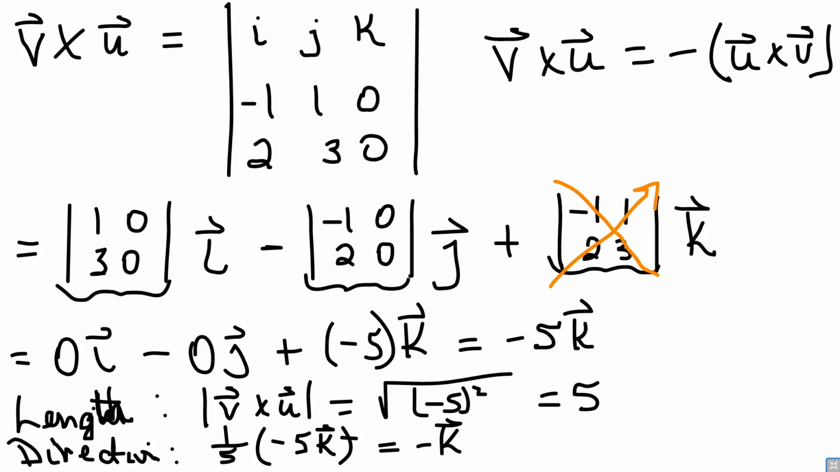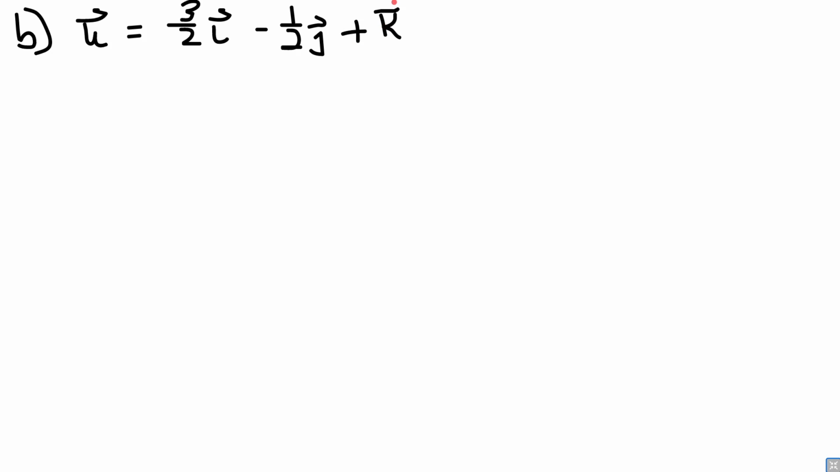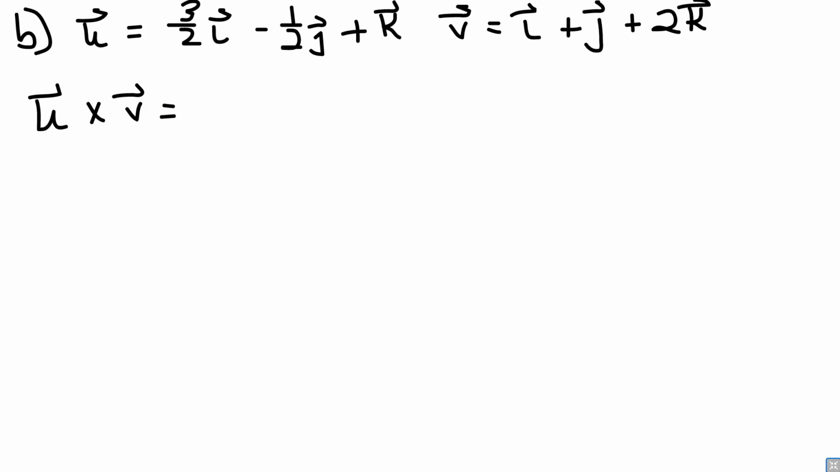Okay, so next. This is part B. So this time we're going to look at new vectors. Vector u is defined as 3/2 in the i direction minus 1/2 in the j direction plus 1 in the k direction. And then vector v is equal to 1 in the i direction plus 1 in the j direction plus 2 in the k direction. So the first thing we're going to do is to find u cross v.